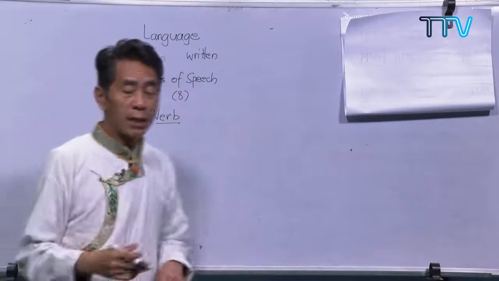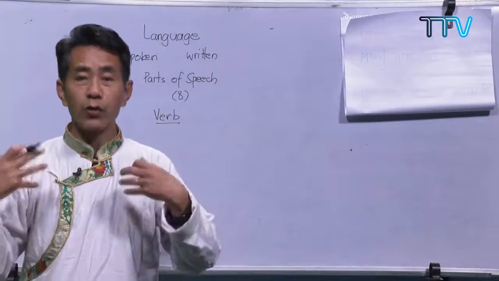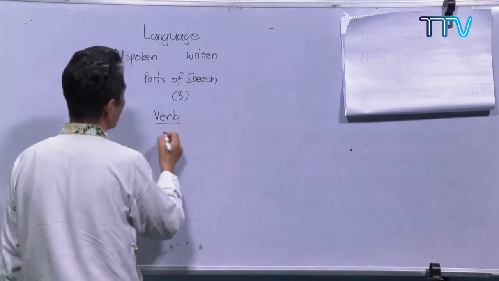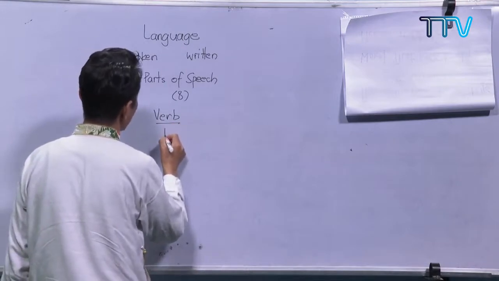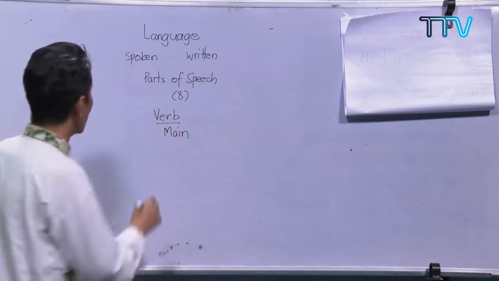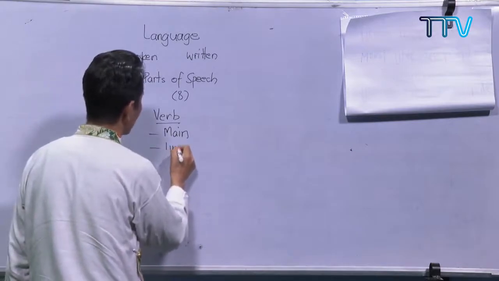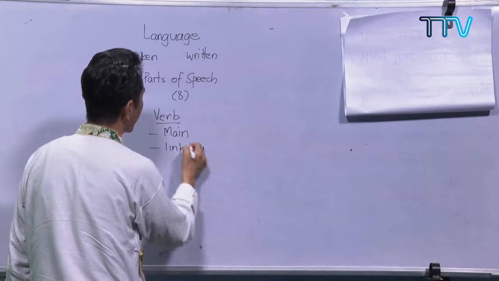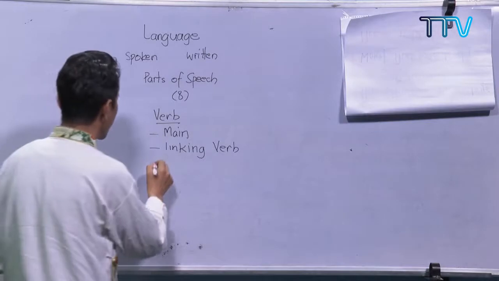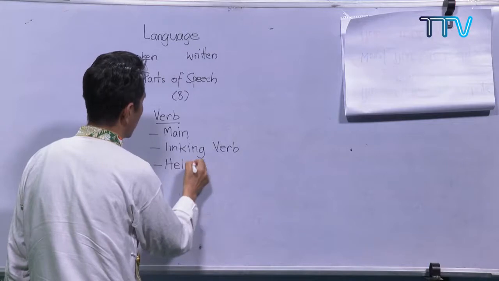I also remember telling you that when we say verb, it doesn't mean that the word should always show some action. So in the verb form there are 3. The first one is the principal or main verb. What is the second verb? Do you remember? The second verb is called the linking verb. And the third one is the helping verb.